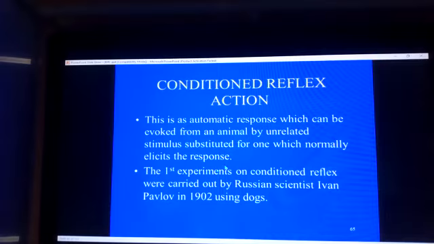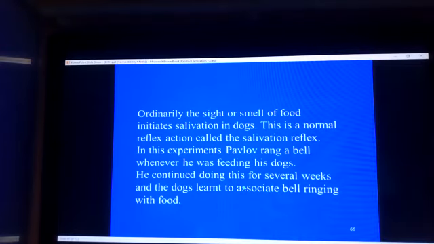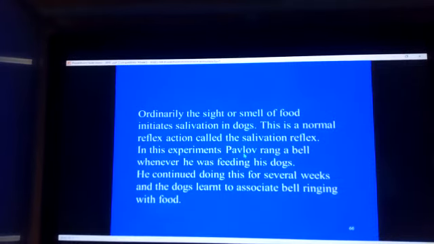And the experiment was done to show this, and it was done by a Russian scientist whom we call Ivan Pavlov in 1902, using dogs. In his experiment, which he termed as classical conditioning, he used a dog to demonstrate this aspect of conditioning. So, how did he do his experiment?